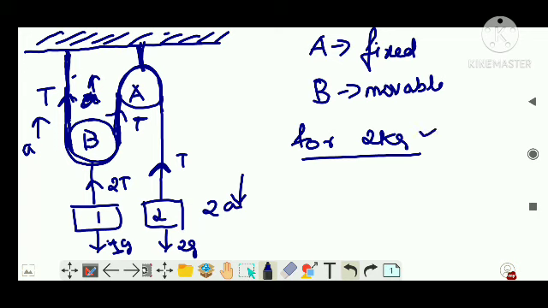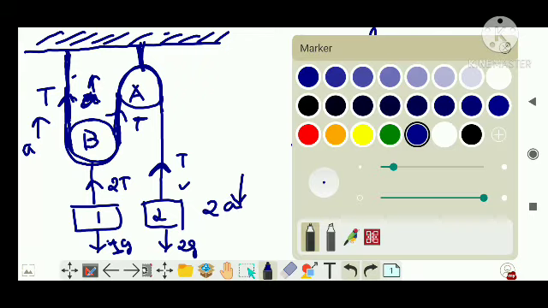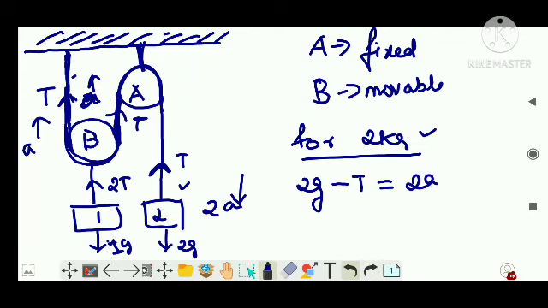In the case of 2 kilogram here, what can be written? 2G minus T is equal to 2A into 2, mass into acceleration. Or I can write 2G minus T is equal to 4A. This is the first equation.